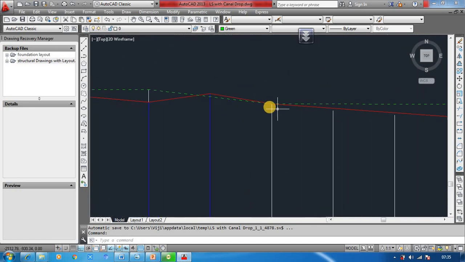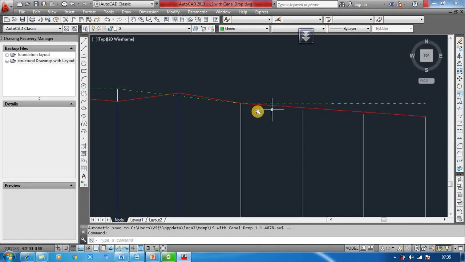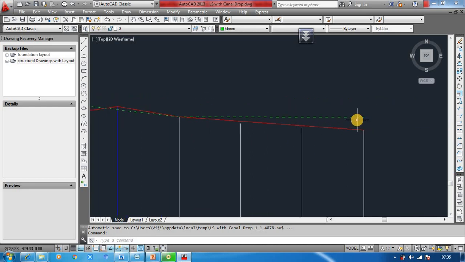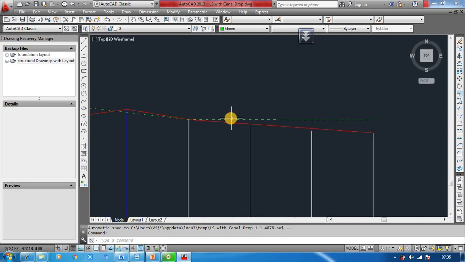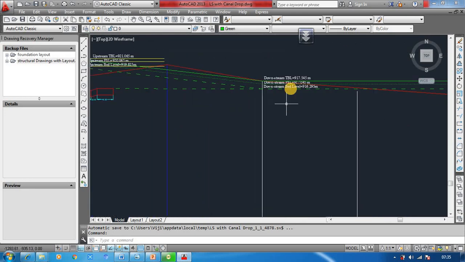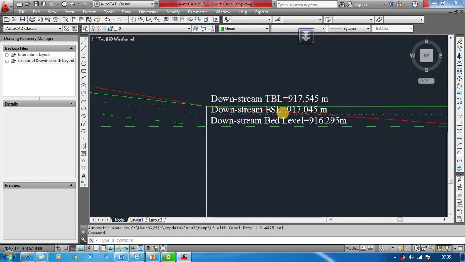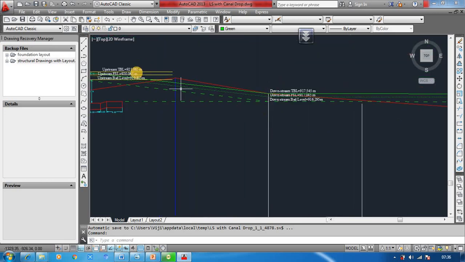Similarly, the downstream side depends upon where exactly the slope has become steady. Here we are assuming one drop, and we are making the canal have a bed slope equal to 1 in 2000. Only the drop will be there in this portion, and the remaining portion will have a normal slope of 1 in 2000. In order to get the downstream top bank level, FSL, and bed level, you should select that point where the slope is becoming gradual.